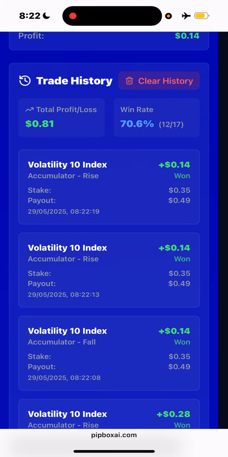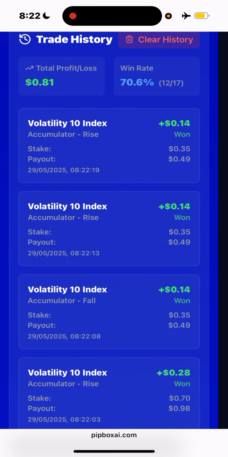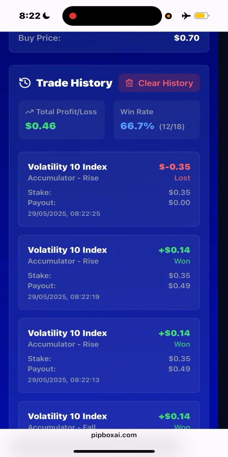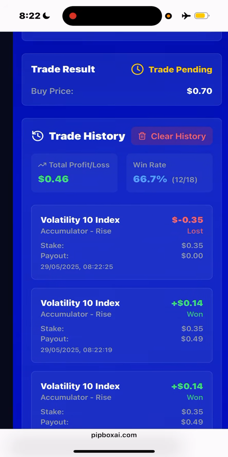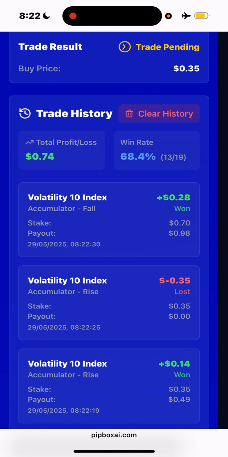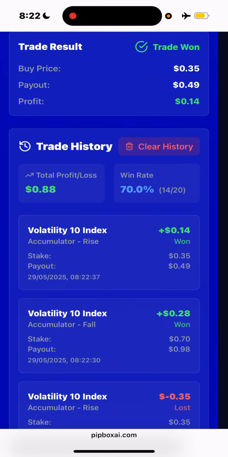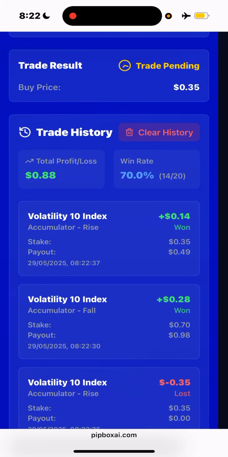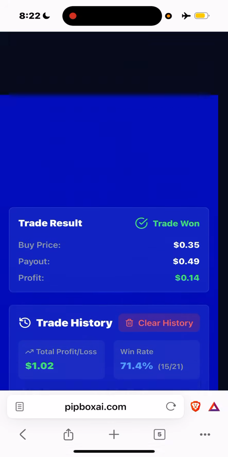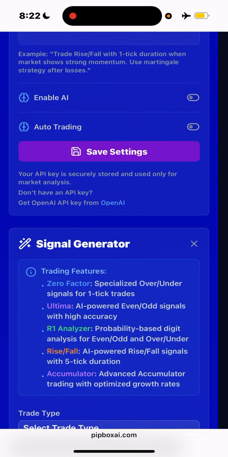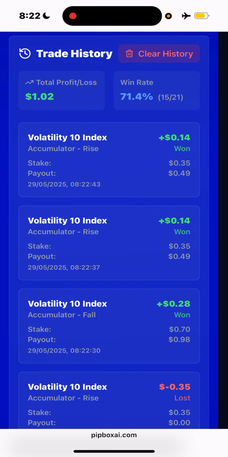But I'm using this one to show you guys that all trading systems offered by Pipbox AI are super accurate, and you guys should try them out. We are struggling a bit to hit the 1 USD mark. I think we are almost there now. We have hit the 1 USD profit target mark, and our bot has stopped automatically.